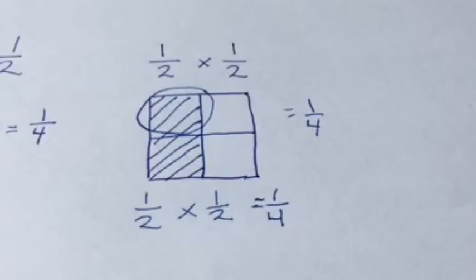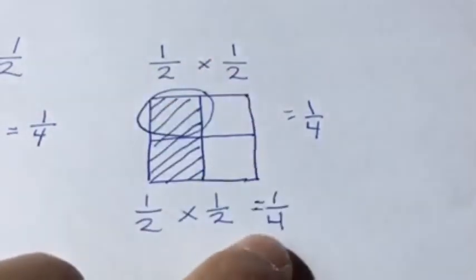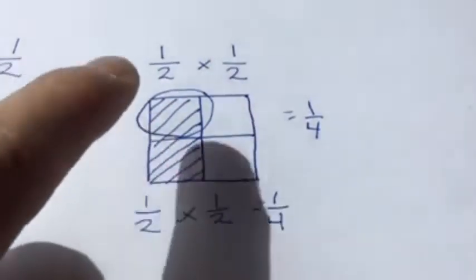Remember, anytime you're multiplying by a fraction, you're actually going to get a smaller number. If you think about when you multiply by a whole number, you usually get a larger answer, a larger product. But when you multiply by fractions, you actually get a smaller product. Remember, 1/4 is smaller than 1/2.